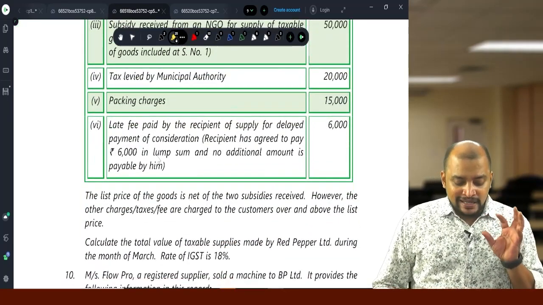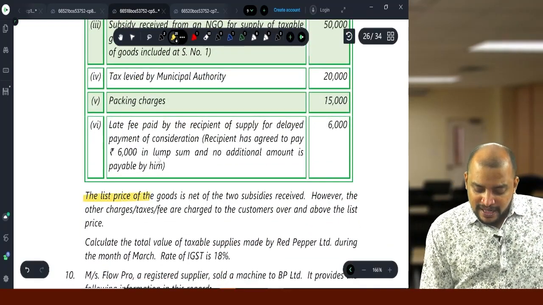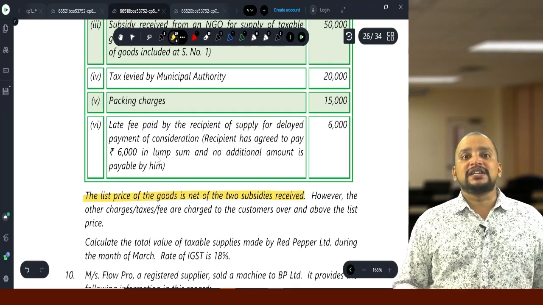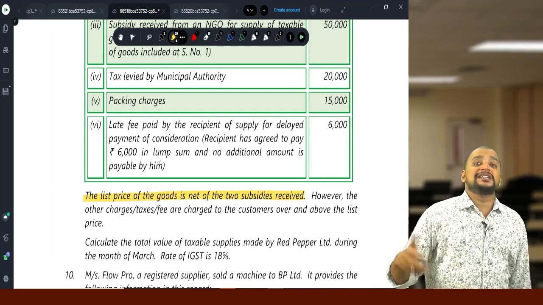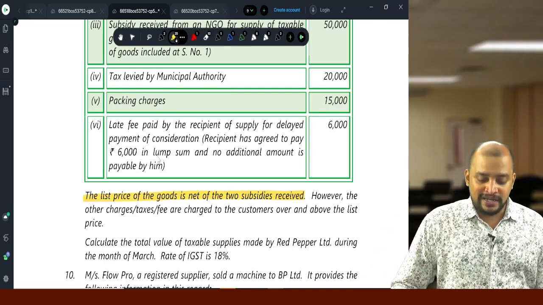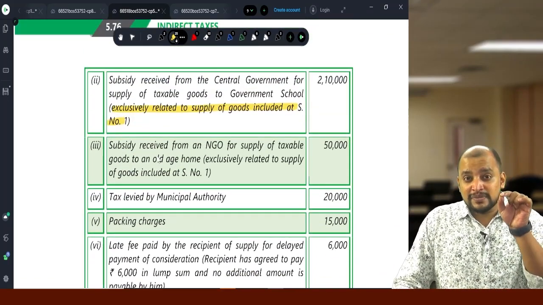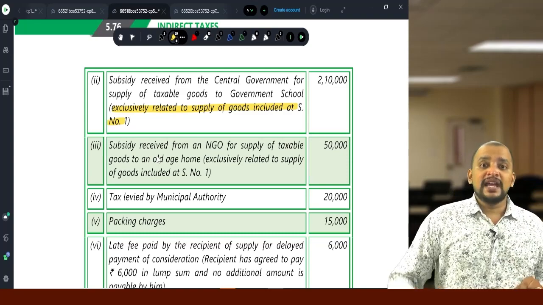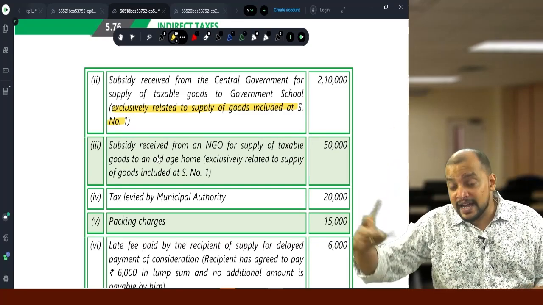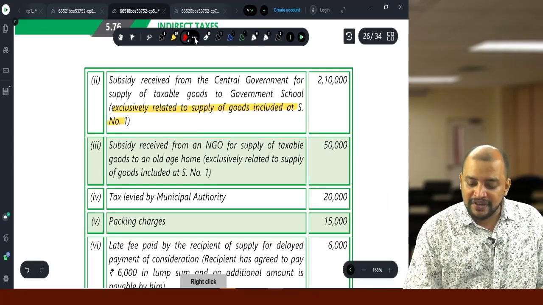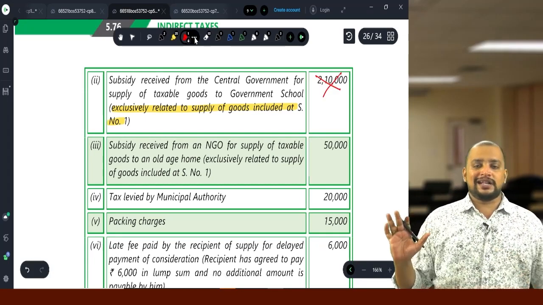Now what happened in the given price? The list price of the goods is net of 2 subsidies received. Net of 2 subsidies means subsidy is reduced to arrive at the given price. So this subsidy from central government is to be excluded, and in the given price it is already excluded. Therefore we will ignore it. We will not take this.